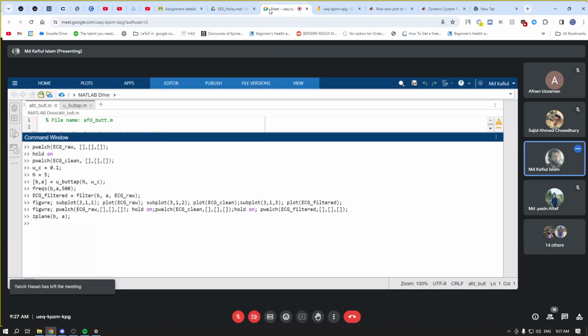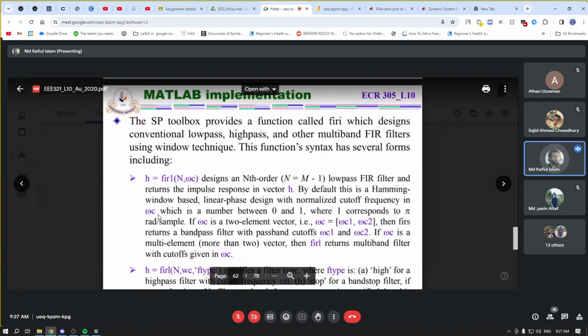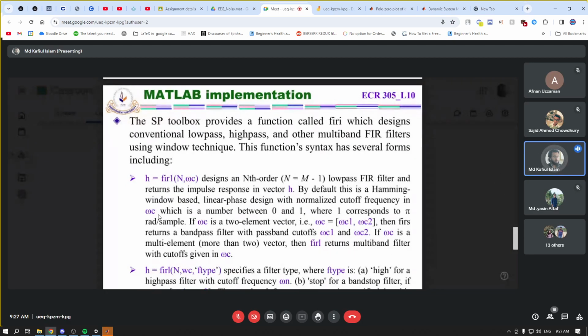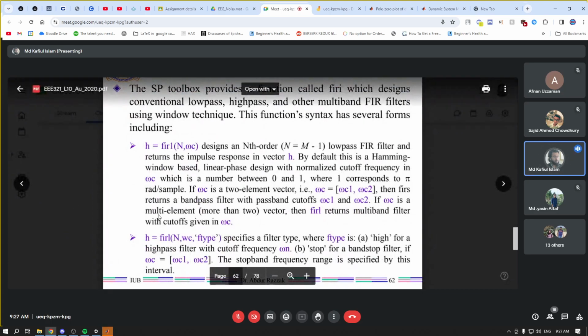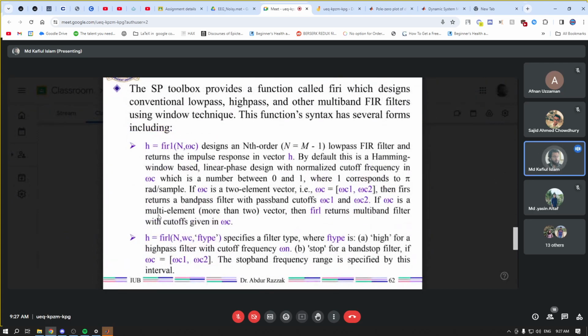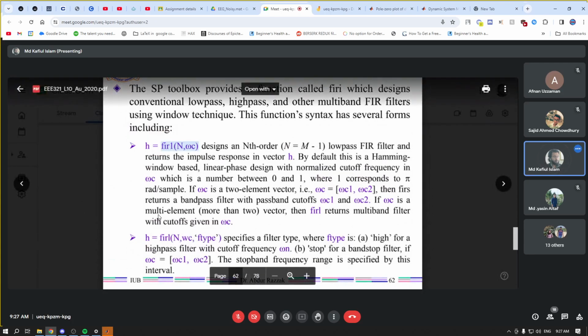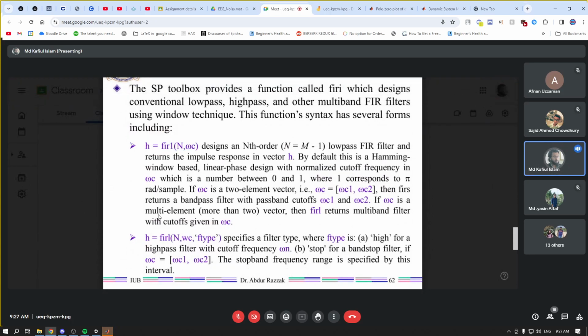Okay, so we have a built-in function for FIR filter as well, where we can use this FIR1 built-in function. FIR1 means it is an FIR filter using window design technique. If you just give the order of the filter and omega C, then it will give you this H. H means the impulse response of the filter. For FIR filter, you also know that this H is actually the same as the B coefficients, right? So that means this is B.